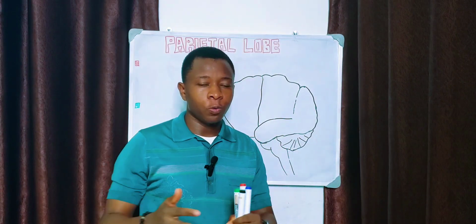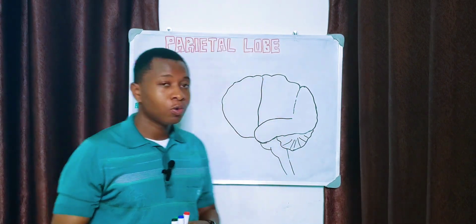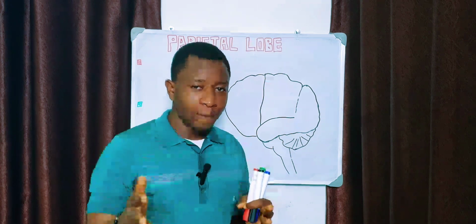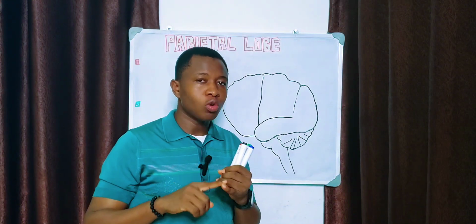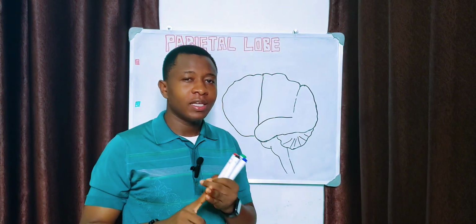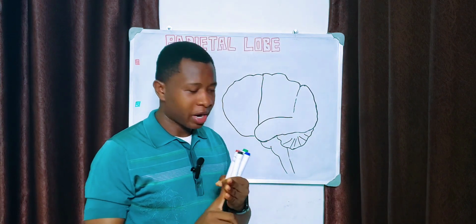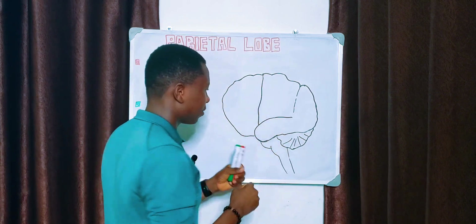Taking a look at the parietal lobe, we're going to be discussing the parts and functions of the parietal lobe. Now, most importantly, the parietal lobe is divided into three. We have the somatosensory cortex, the sensory association cortex, and the Wernicke's area. And I'm going to be explaining that with this diagram here.